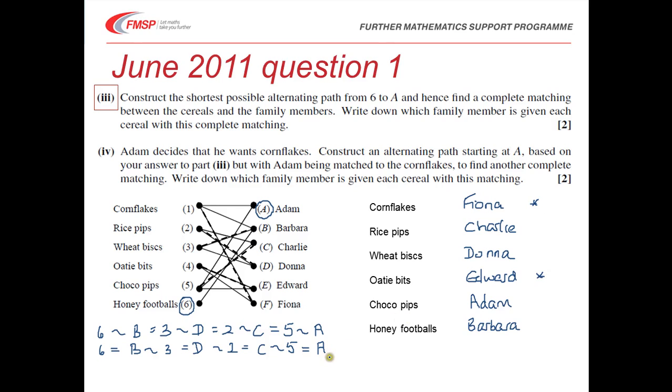And there was 1 mark for showing your alternating path clearly, and 1 mark for writing down which member is given which cereal. So you do need to write that down.